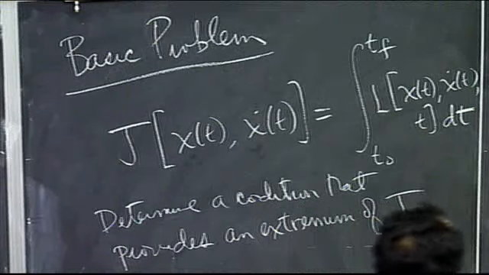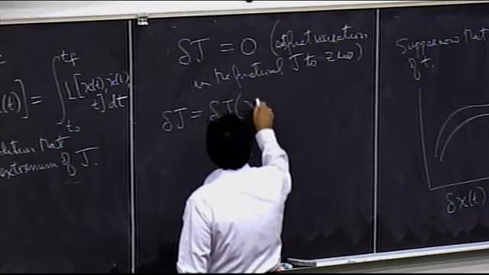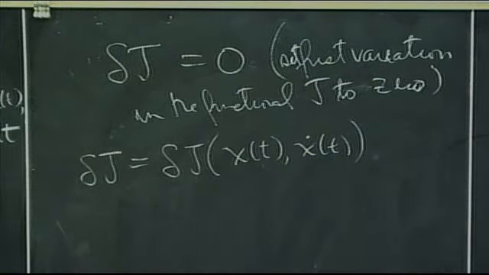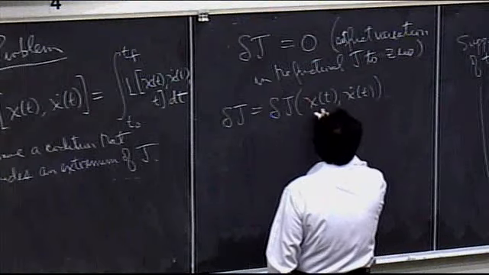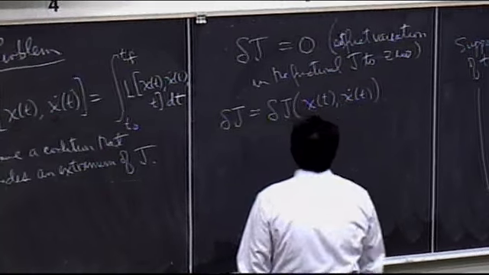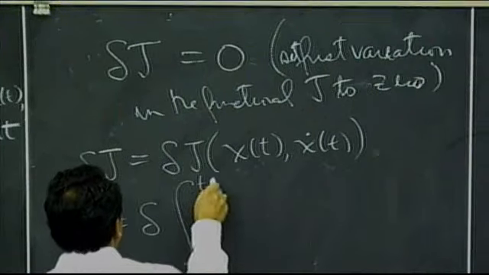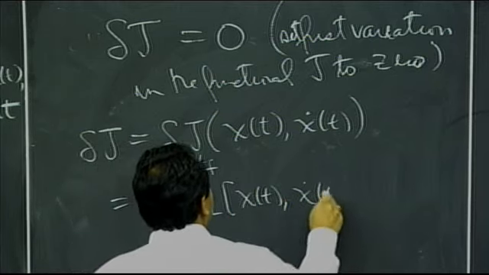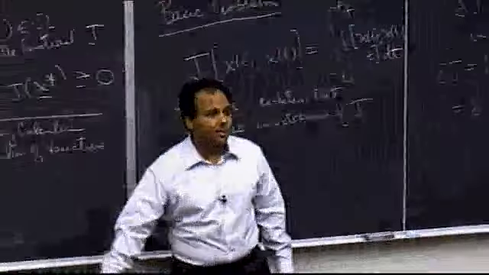Let's think about this for just a minute. If I take the variation in j, that's going to equal the variation in this thing, which is a function of x of t and x dot of t. Forget about the integral for just a minute. Somehow I have to vary x of t, and as a result, I have to vary x dot of t. So if I do that, I get the variation in the integral from t0 to tf of L of x of t, x dot of t, and t dt, and I want to set that equal to 0.